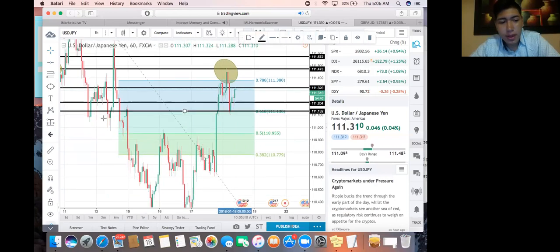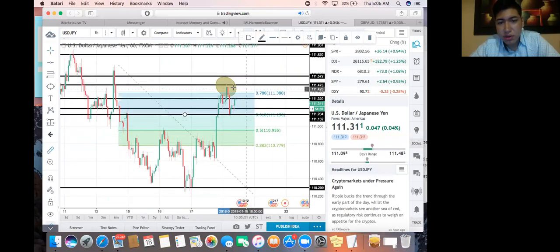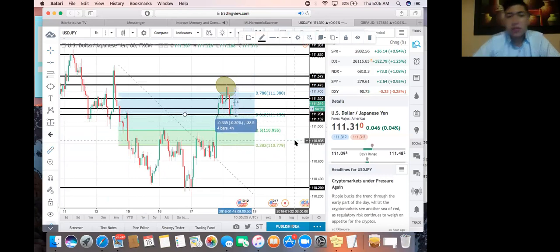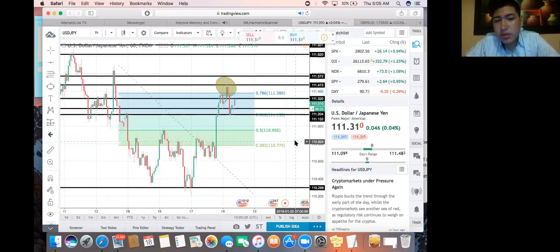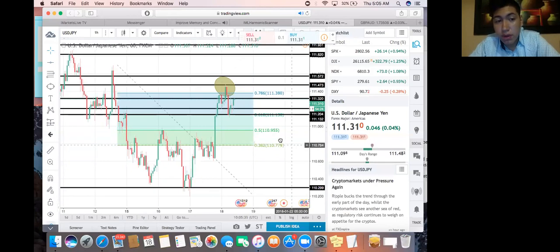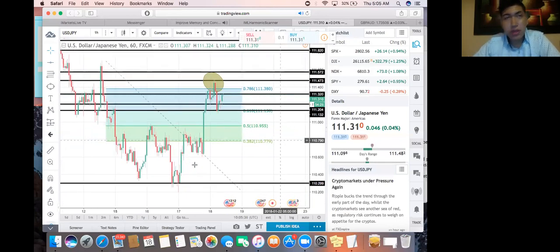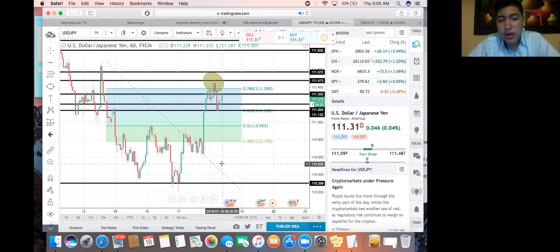Now, how many pips did I make with this simple little strategy? I made about 35 pips in a matter of 2 hours. It's not bad. I came in with a $2 per pip lot, 0.2, so that means I made $60. Really, really simple. Why? Because I followed my trading rules.